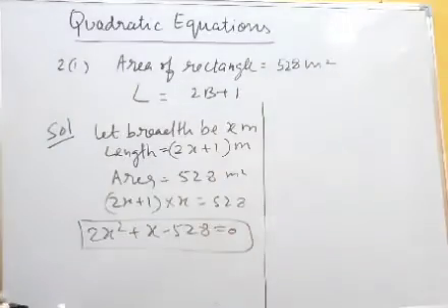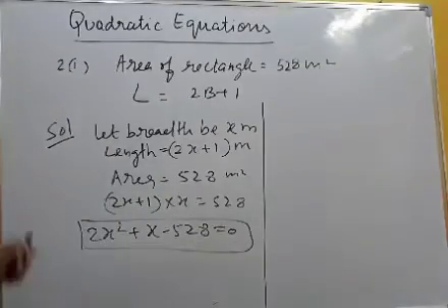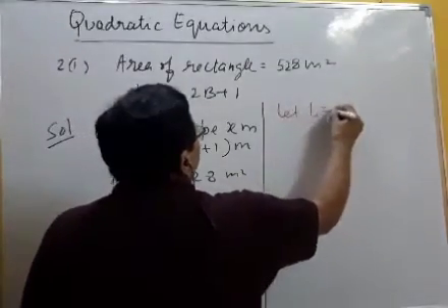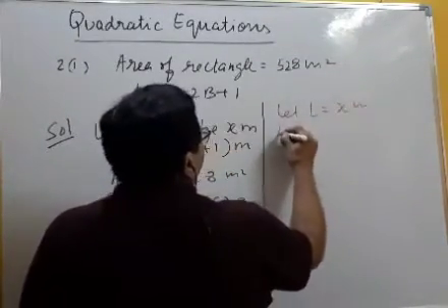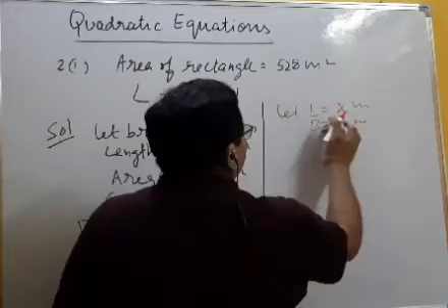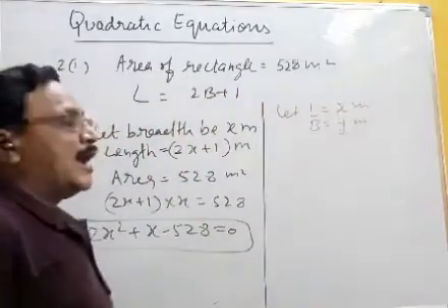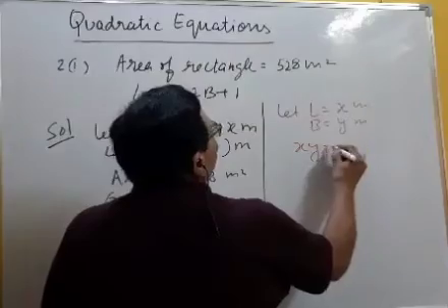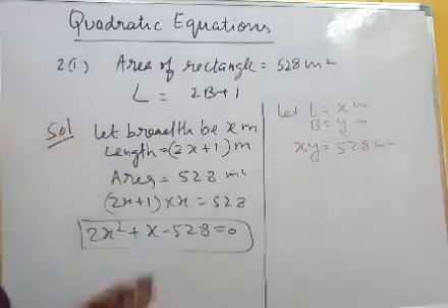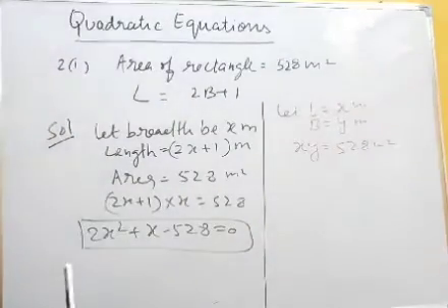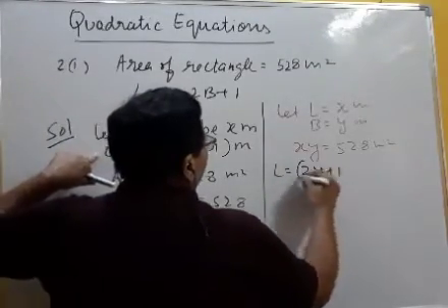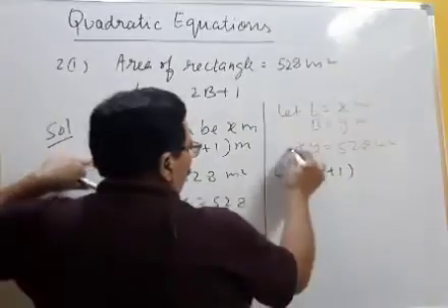Again, same thing. Suppose you do this question with two variables, suppose some of you have done like that: let length be x meter and breadth be, I'm writing short, y meter. Okay, and what is the area? X into y equal to 528 meter square. This is the given thing. Now you write length according to the given condition. So therefore length will be 2y plus 1.